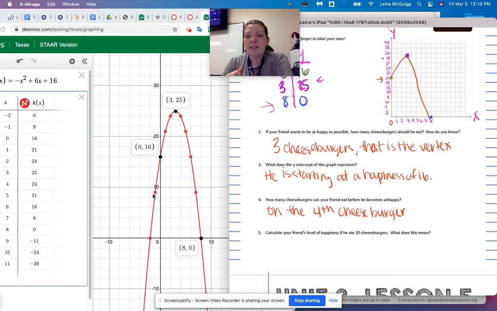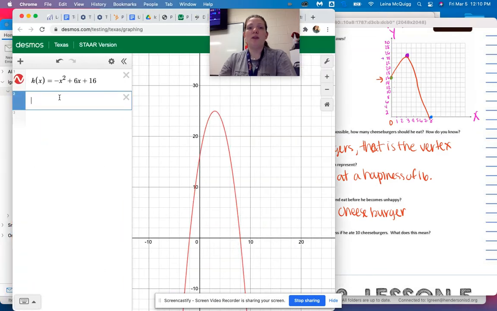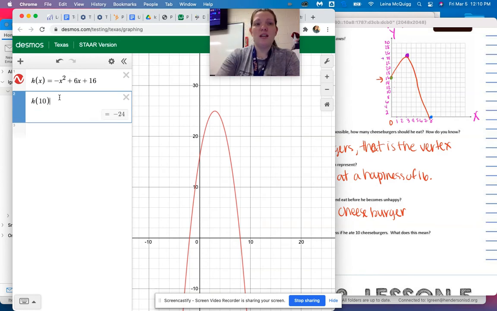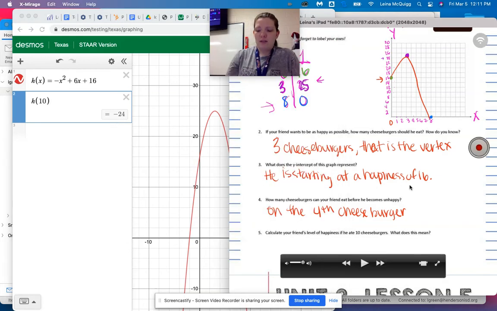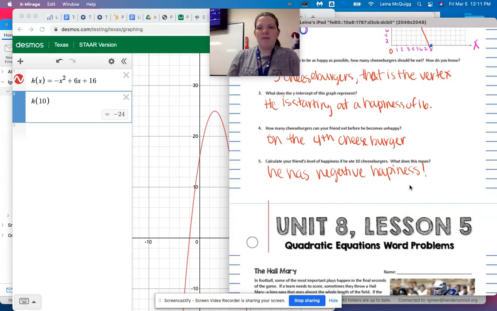Calculate your friend's level of happiness if he ate 10 cheeseburgers. So what does that mean? This is another thing I'm going to use Desmos for. I don't know if you guys remember doing function notation, but since this is written as h of x, you can come over here and say, well, at h of 10, he is at negative 24. That means he has no happiness. He can't even fathom being happy. He's done, he's out. So this means he has negative happiness. He's not going to be happy for a while.